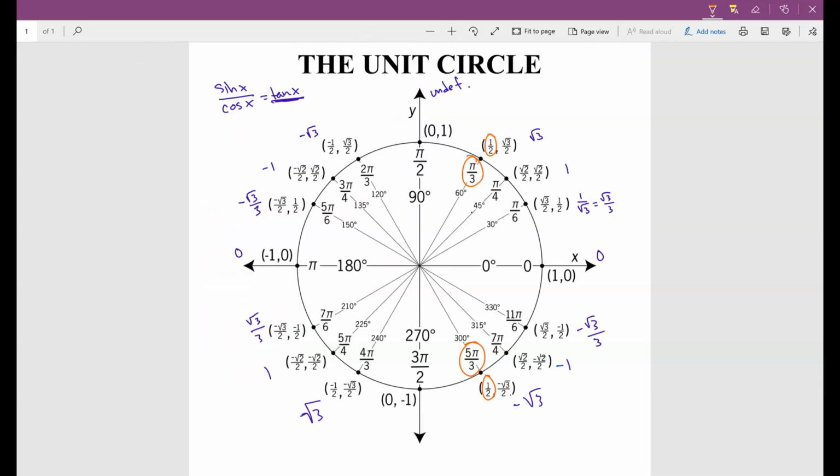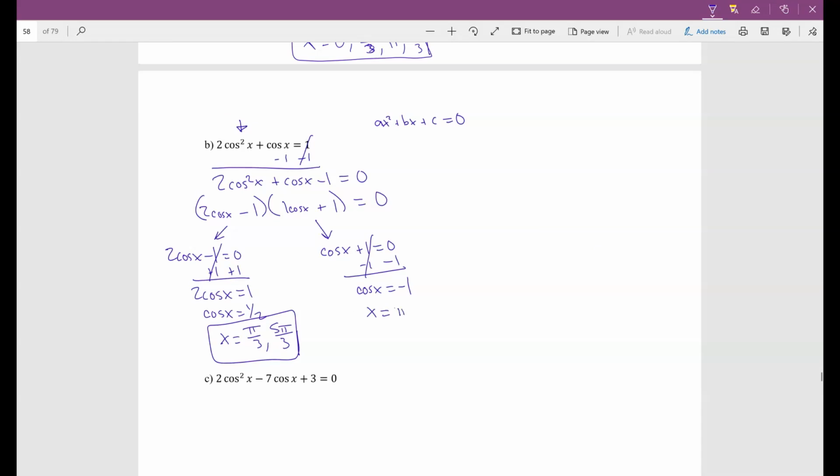So we're going to go back to the unit circle, and we're looking for -1 for cosine. Remember that cosine is the x value. So here it is, that's going to be at pi. Are there any more negative ones? No, that's it. So x in this case is going to be pi. So you can write your full solutions as pi over 3, pi, and 5 pi over 3.